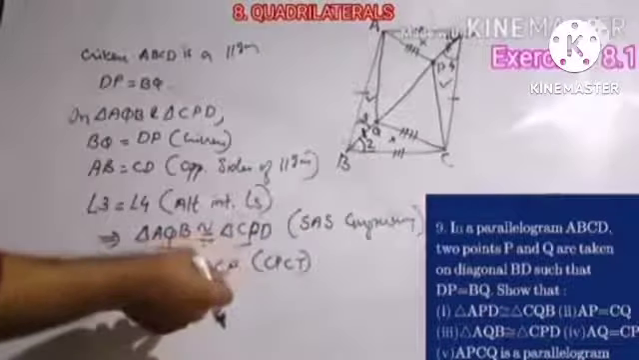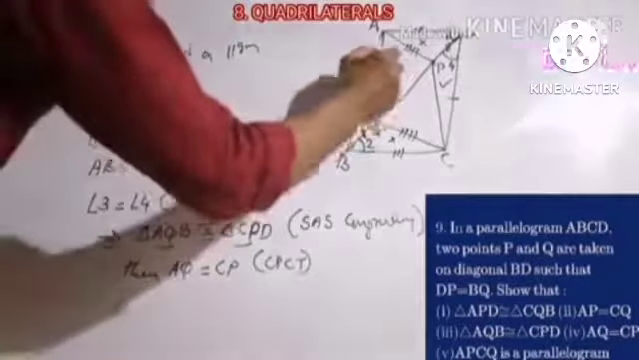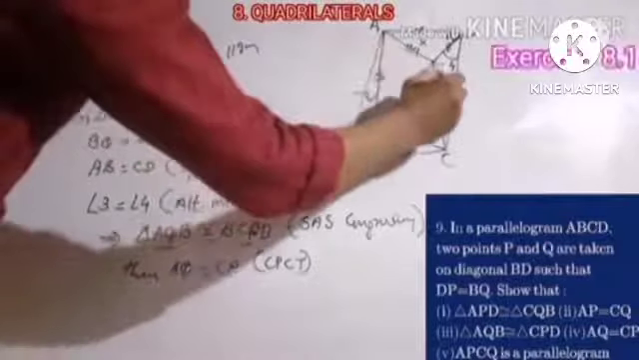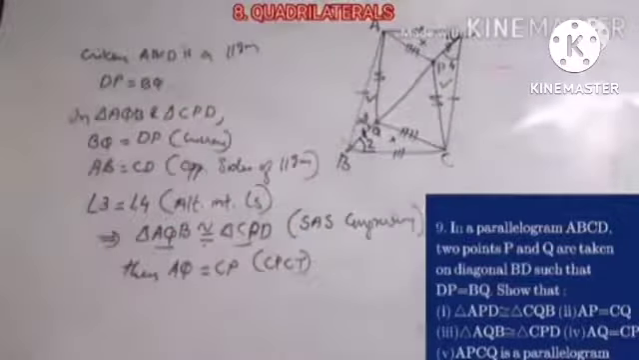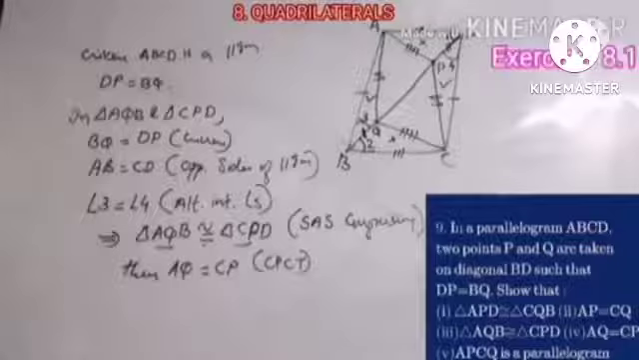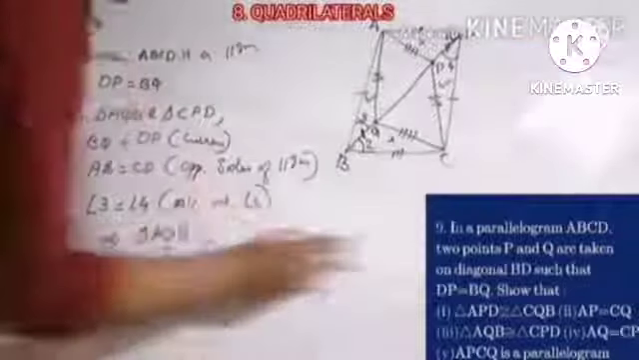Now from this we got AQ equal to CP. So now we have AQ and CP are equal. Okay, so for the last one, we have to prove that APCQ is a parallelogram. That is the last one.